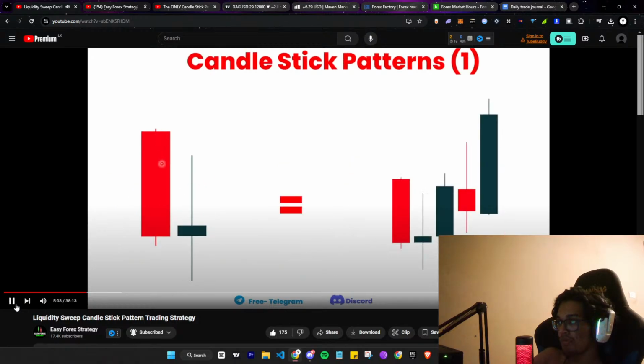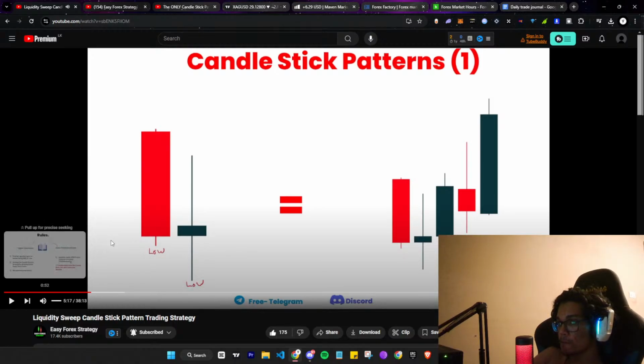Here we can see that we have a bearish candlestick. This one is an aggressive bearish candlestick, and then we have this bullish candlestick here. Here we can literally see that on a lower time frame, this is like 4 hours, this is like 1 hour, we have this low, and then we have this low, and then price manipulation and distribution right after, closing with a bullish candlestick around this area.